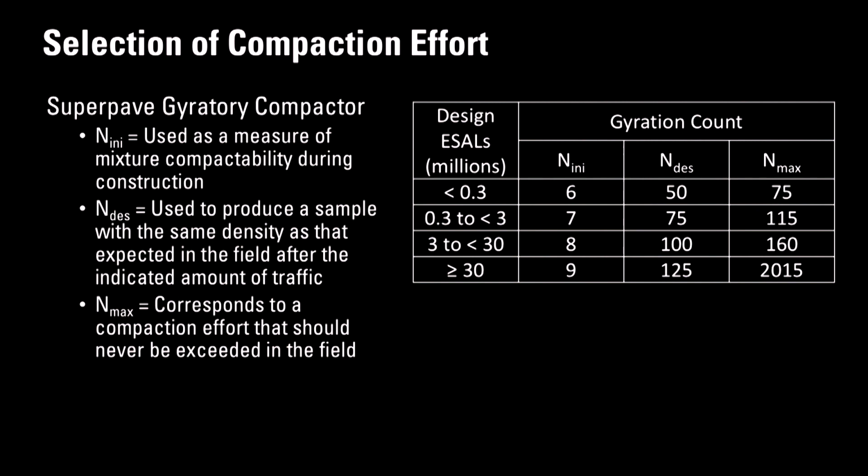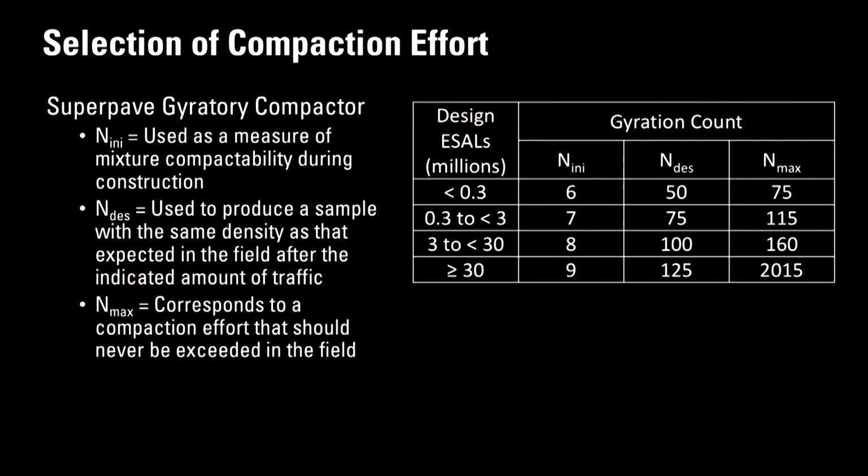We apply different numbers of gyrations within the SuperPave gyratory compactor to simulate the densification that asphalt mixtures would undergo under different traffic scenarios. We always consider 3 critical gyration counts: an initial, end design, and end max. An initial is used as a measure of mixture compactability during the construction process. End design is used to simulate the compaction under construction plus traffic throughout the pavement service life.